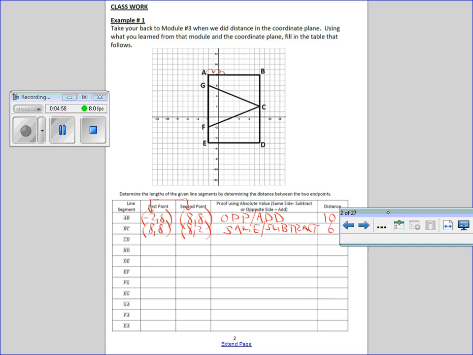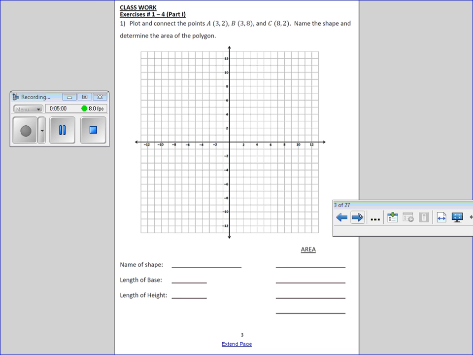Go to page 3. If you haven't done it yet, plot and label points A, B, and C in the coordinate plane. Just those 3 points. Go ahead. Should look like this, right? So far, I haven't connected them yet, but yes. Connect them.